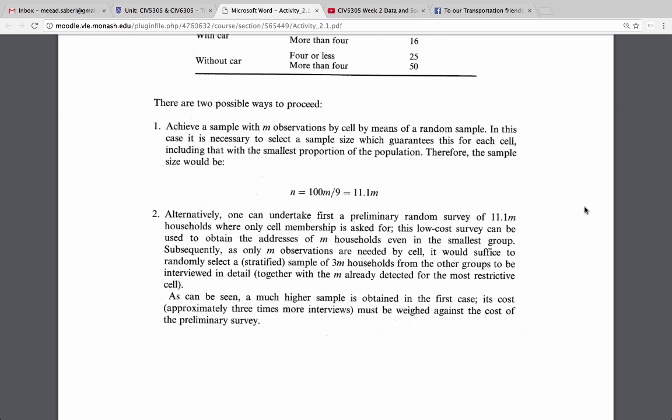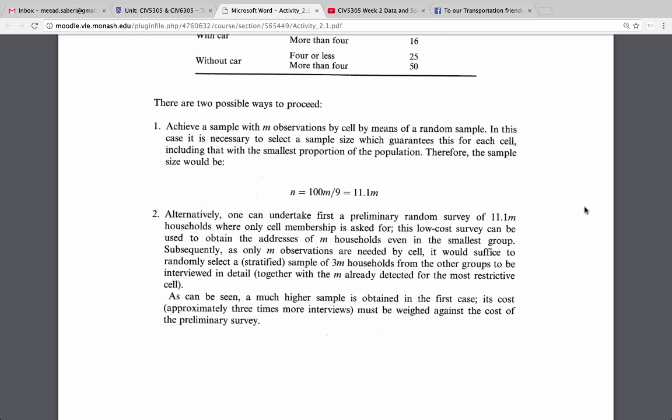Therefore, as only M observations are needed from each group, it is then sufficient to randomly select a stratified sample of 3M households from other groups, plus M observations from the smallest group, so total 4M observations. Now compare this 4M versus the 11.1 M observations we collected with the previous method. Obviously, this is a much smaller sample, but it is as representative as the first method. However, you need to take into account the cost of the preliminary survey versus conducting the entire survey for 11.1 M observations.